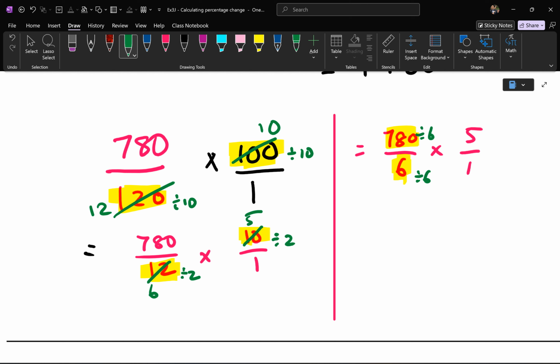But yes, how many 6 fits into 780? 130 is correct. And then 6 into 6 is 1. So you're really just working out 130 times 5. Very good. 650 is the correct answer. Now it's 650 what? Percent. Very good. If you don't put in the percent, I'll mark you wrong.